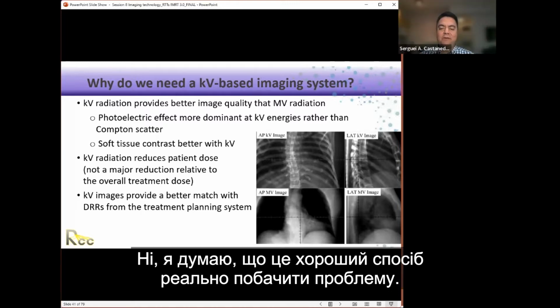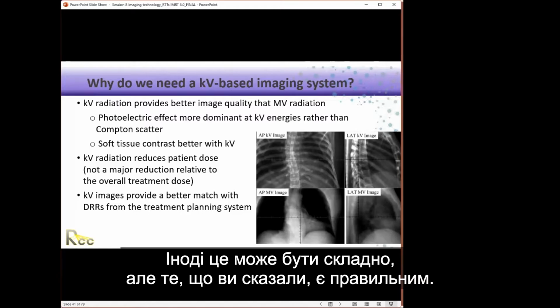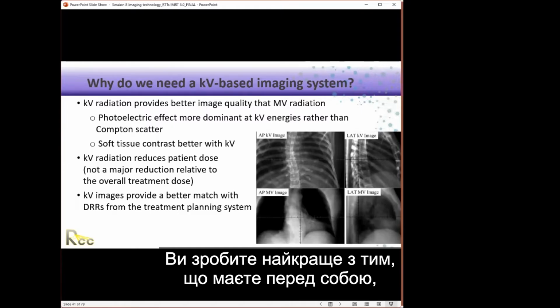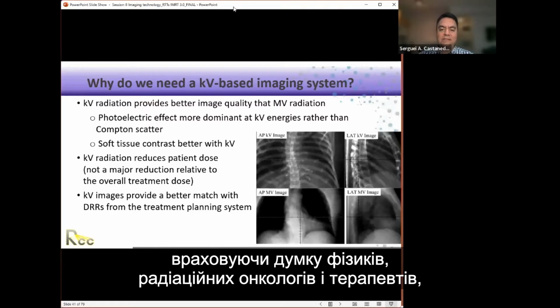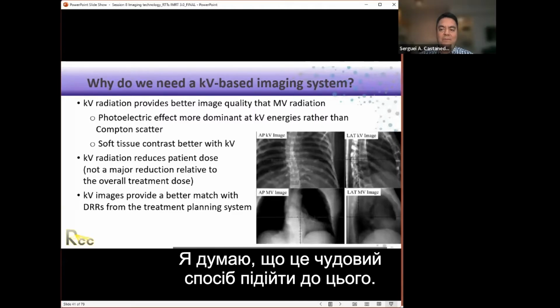No, I think that's a good way to really see the problem. It's challenging, patient specific and technology specific. So it could be quite challenging sometimes, but what you said is correct. You do the best with the case you have in front of you if you approach it in a multidisciplinary fashion, taking into account the physicists, the radiation oncologists, and the therapists, and formulate the best solution for that challenge you have in front of you. I think that's a great way to approach it.